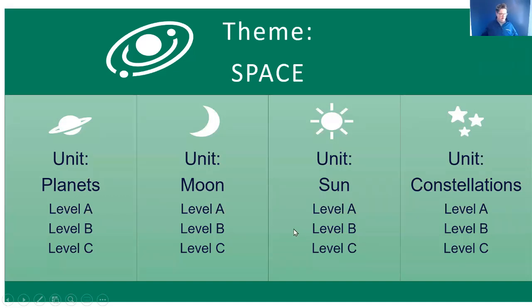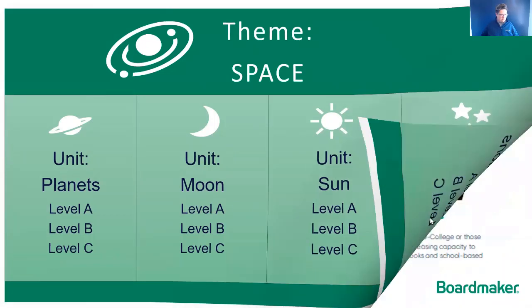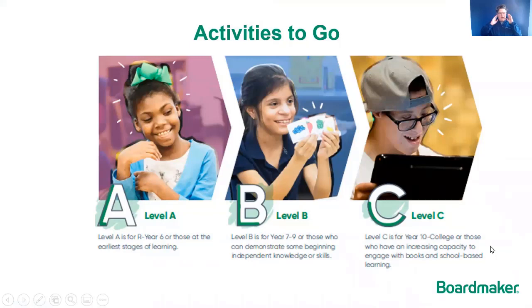And you'll see that each of those units is differentiated to 3 different levels. So you've got level A, B, and C for each of those units. So let's have a bit of a look at what those levels mean. So level A being the entry level. So this might be for some of our younger learners, or those that are at the earliest stages of learning. So some of our emergent learners. Then stepping it up a little bit to level B, which may be those early secondary age learners, or those that are beginning to develop or demonstrate some independent skills or knowledge.